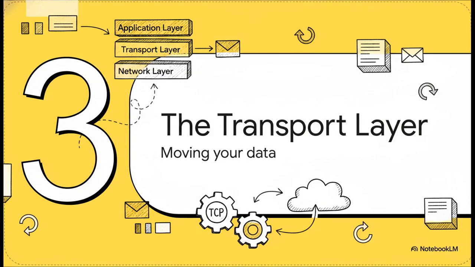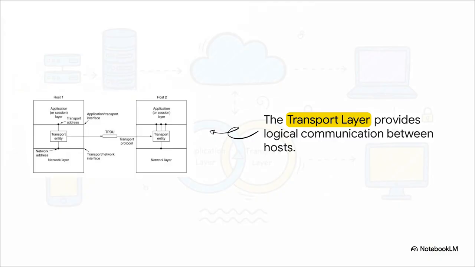All right, Section 3. Enter the transport layer, the invisible engine moving your data. Even though application processes on different hosts aren't physically connected to each other, the transport layer provides a logical, two-way communication pathway between them. Look at how the transport entity sits directly between the application layer above it and the network layer below it. This distinction is absolutely crucial.